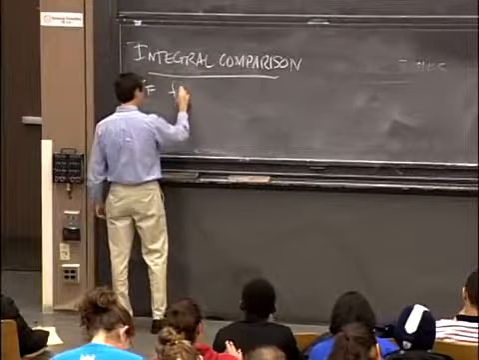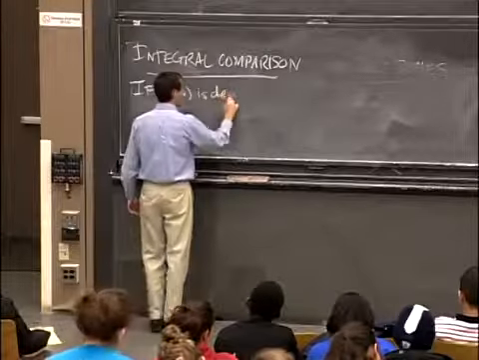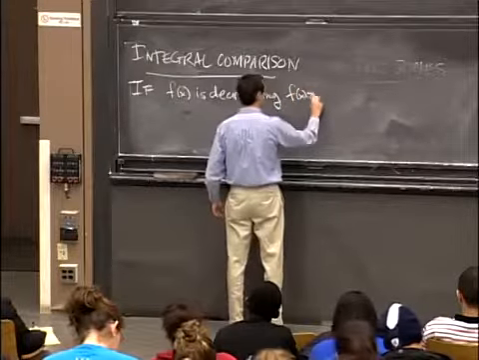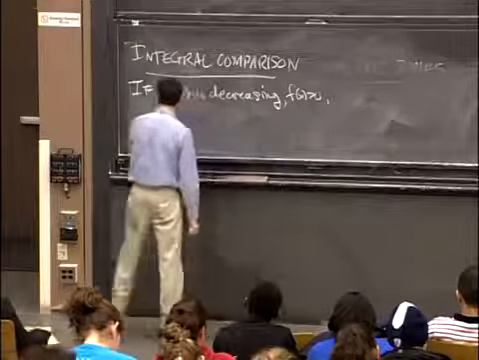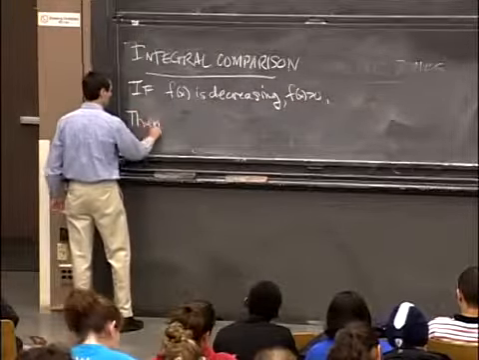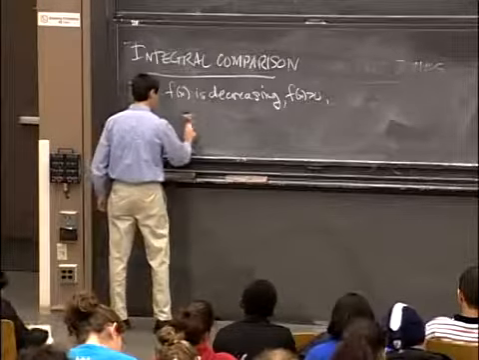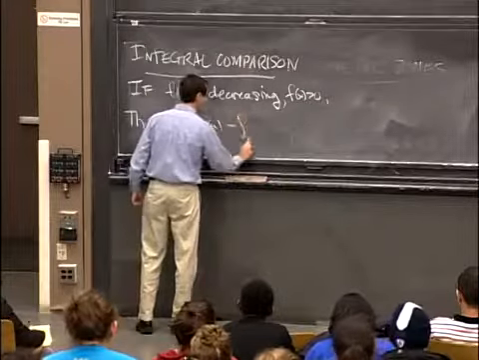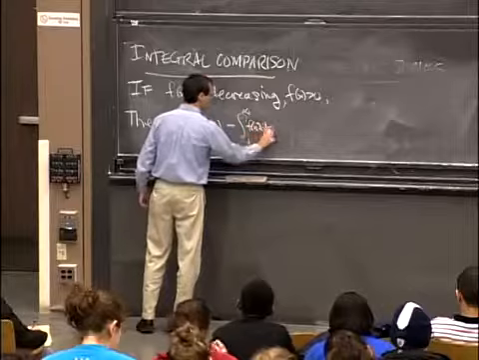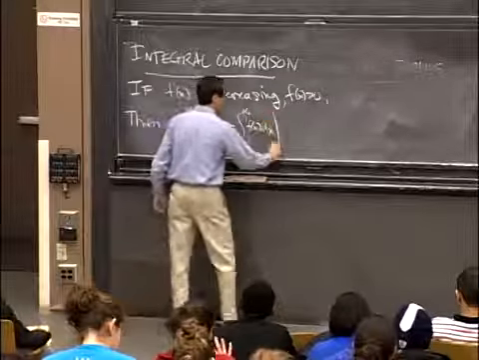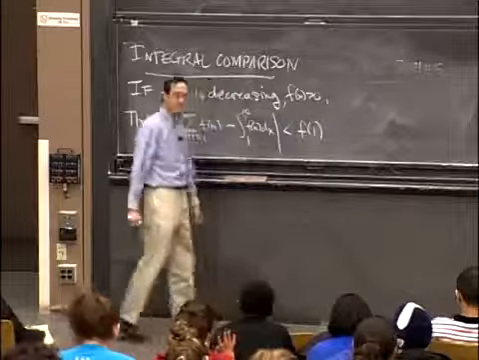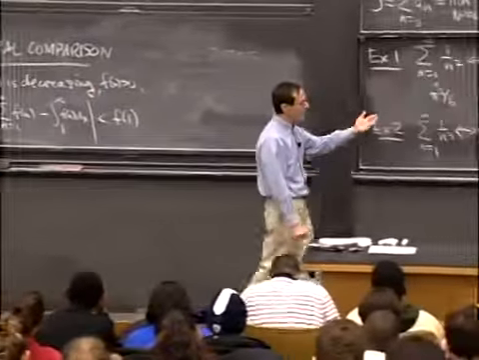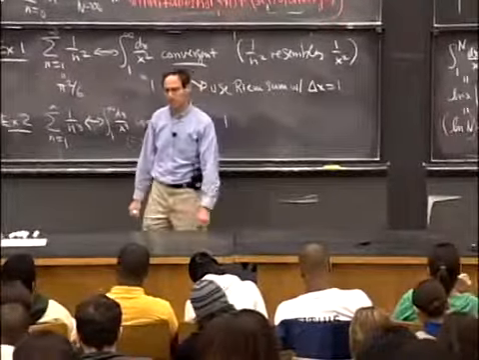If f of x is decreasing and it's positive, then the sum of f(n), n equals 1 to infinity, minus the integral from 1 to infinity of f of x dx is less than f of 1. That's basically what we showed. We showed that the difference between Sn and log n was at most 1.